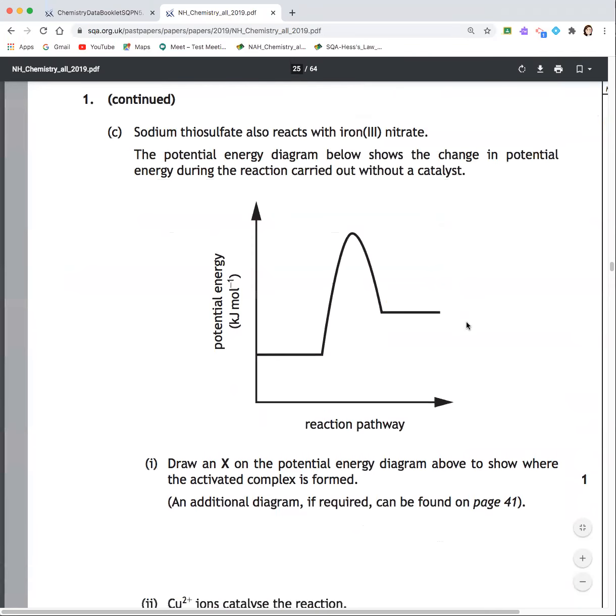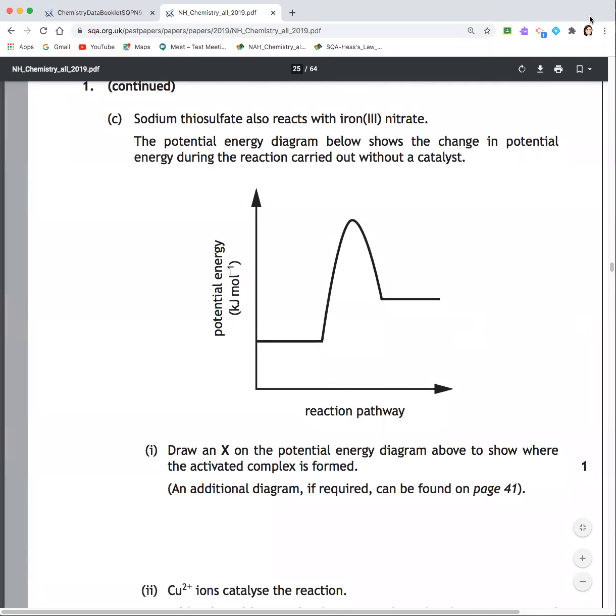Then 1C part 1, we've got a potential energy diagram here for a reaction pathway, and it's asking us to draw an X on the diagram to show where the activated complex is formed. The activated complex is formed at the top of the activation energy peak, so you would just draw an X on the line there.